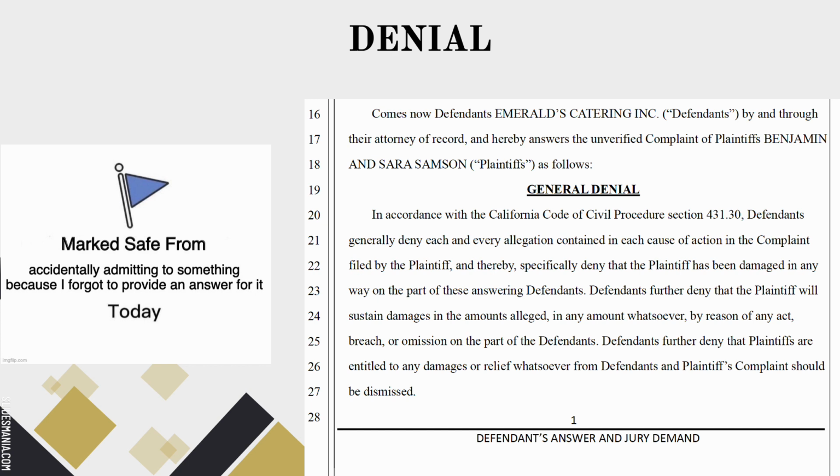Next, the first requirement that an answer must have is the denial. In this case, the defendants, Emerald's Catering, are generally denying each and every allegation of the breach of contract and fraud asserted by Benjamin and Sarah Sampson in the complaint. By using a general denial, they are ensuring that every allegation is responded to and are not accidentally admitting to any accusation. This can be accomplished by a specific denial as well, and may be more appropriate if some of the facts purported by the plaintiff are true.